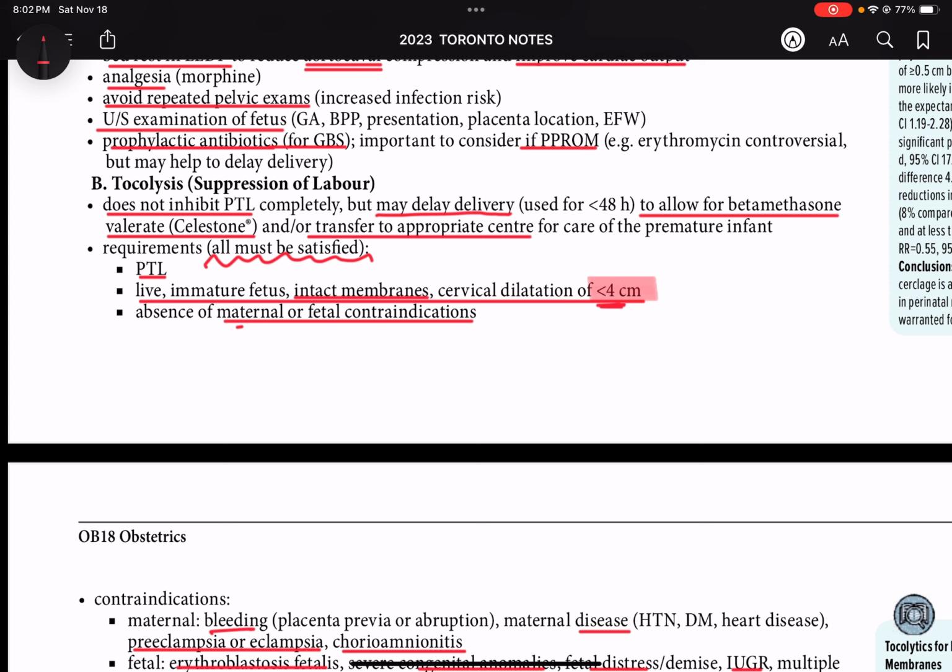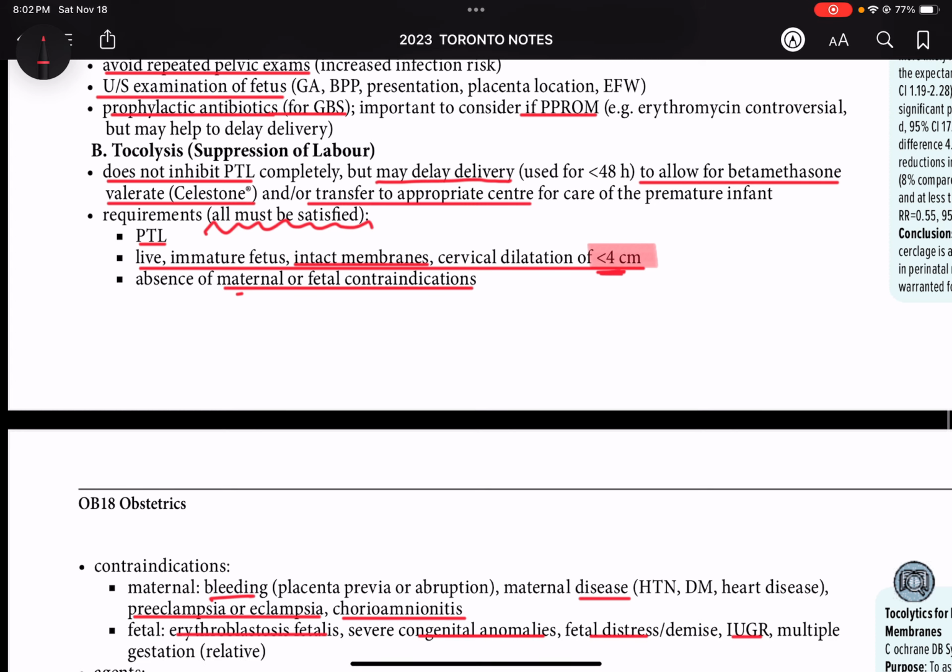What is the requirement for tocolysis? So the requirement is there is preterm labor, the fetus is live, immature, and membranes are intact. If membranes are still intact, then you want to give tocolysis. If the membranes are ruptured, there's no use of tocolysis. And cervical dilation is less than 4 centimeters. You don't want your first cervix to be 8 centimeters, say 6 centimeters, and you're giving tocolysis. That's like making it more complicated.